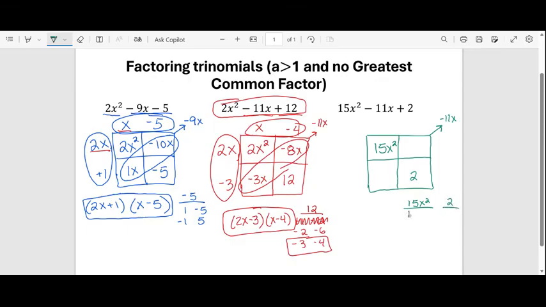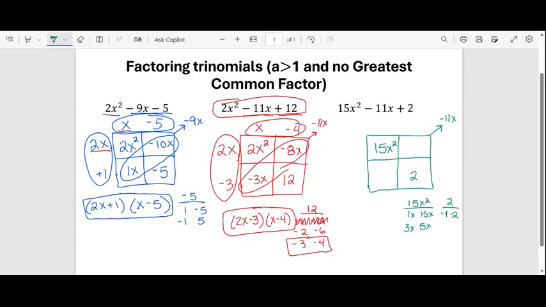15x squared I can get by doing 1x and 15x and 3x and 5x. Both of those different factors are going to multiply to my 15x squared. To get 2, I'm going to do 1 and 2. And 2 and 1 is the same thing, right? But remember, we want it to add up to a negative number. So to multiply to a positive and add up to a negative, they both have to be negative.